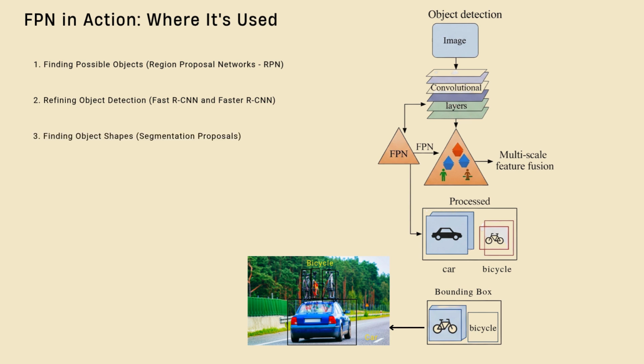FPN's usefulness goes beyond just drawing boxes. It can also help computers draw exact outlines around objects, a task called segmentation. FPN makes this process faster and more accurate, especially for small objects, by providing those excellent multi-scale smart maps.